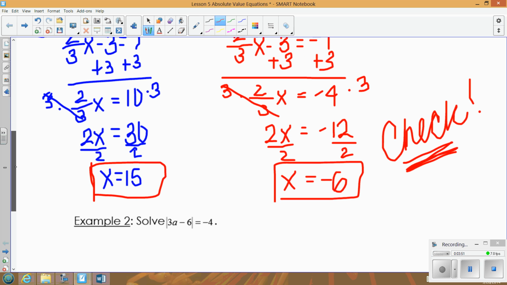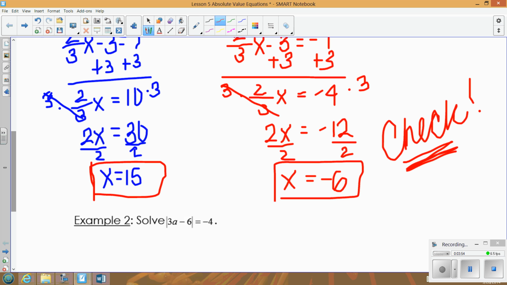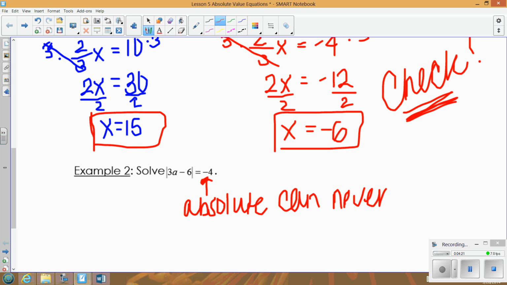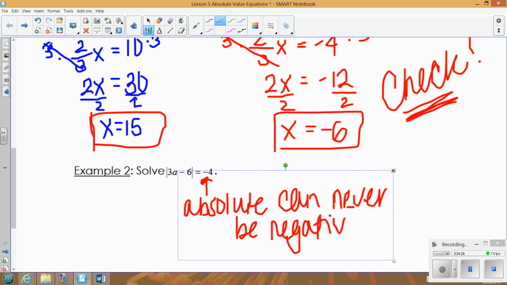Let's look at an example where we don't have it working out. So when I look at this example right off the bat, I know immediately that this has no solutions. The reason this equation has no solutions is because it's saying that the absolute value is equal to a negative number, and absolute values can never equal a negative number. They can never be negative. So that means I have no solution for this.